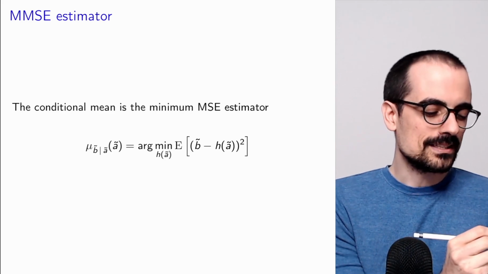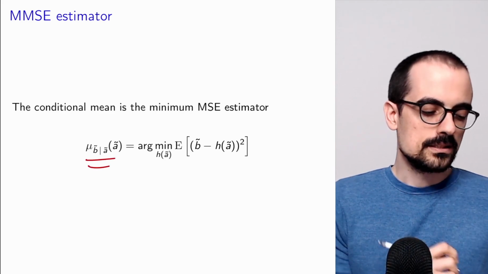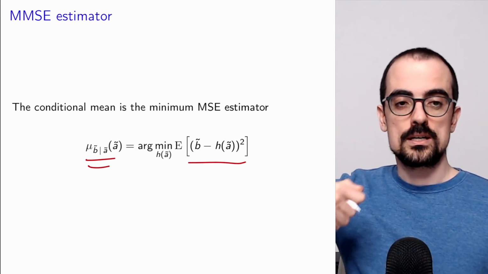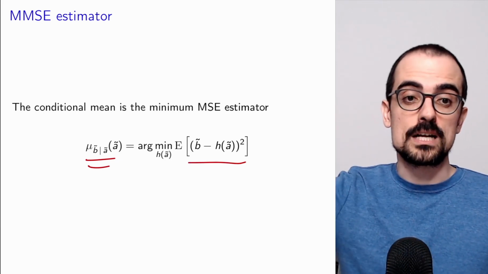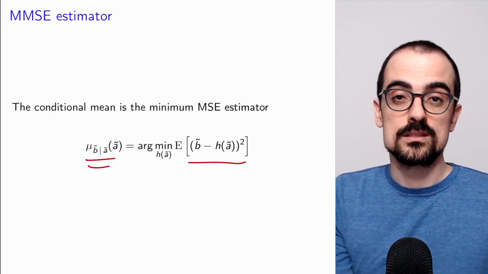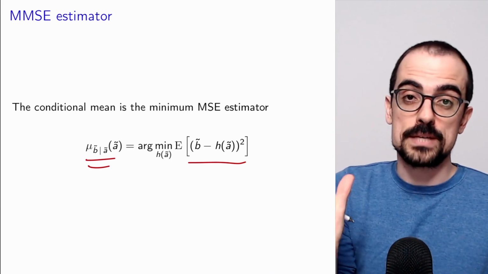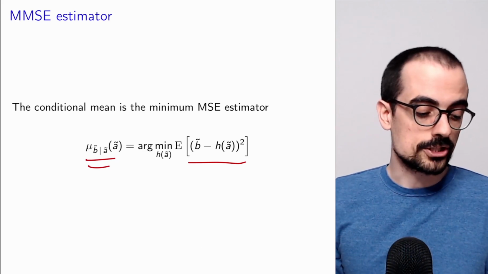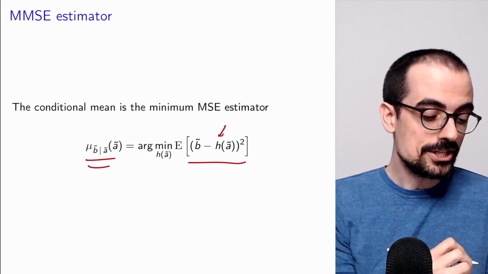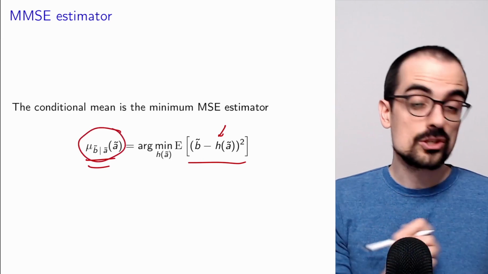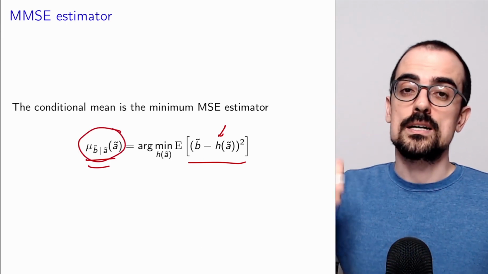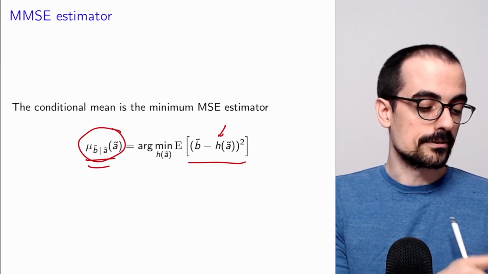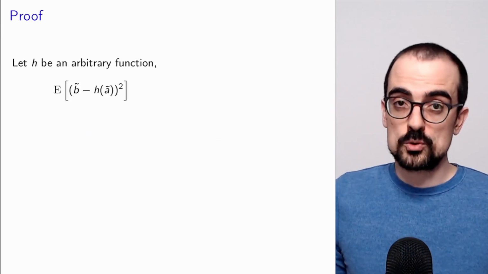We want to show that the conditional mean function minimizes the mean squared error when we average over the possible values of A and B using the joint density or the joint PMF of A and B, as discussed previously. Okay, it's this expression here. Among all possible h's, the conditional mean function, which is a function from A to B, minimizes this average squared error. So let's prove that.